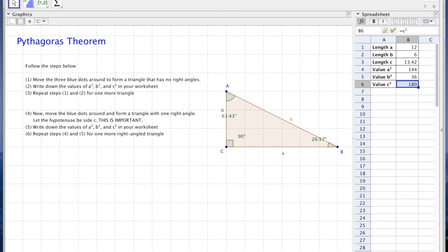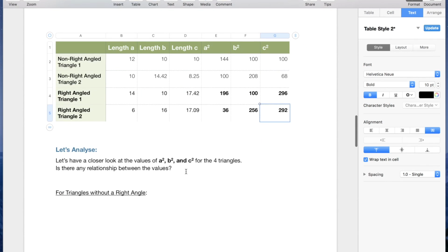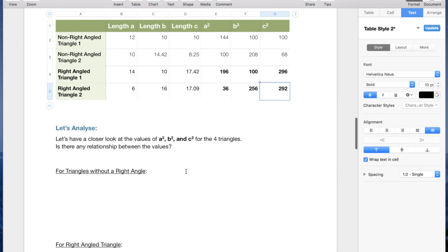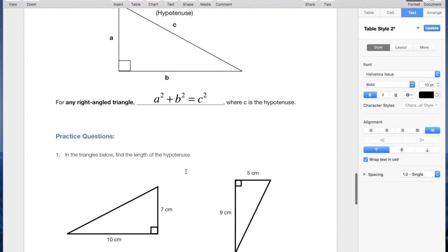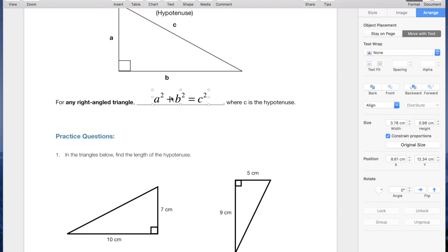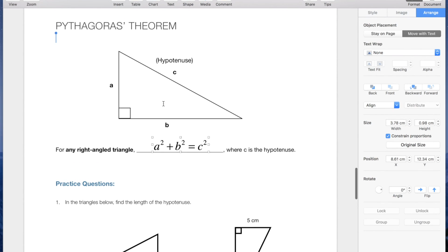Alright, so I hope you have learned well from this lesson, and we can now proceed on to the practice questions and apply this formula: a square plus b square equals c square. Thank you.